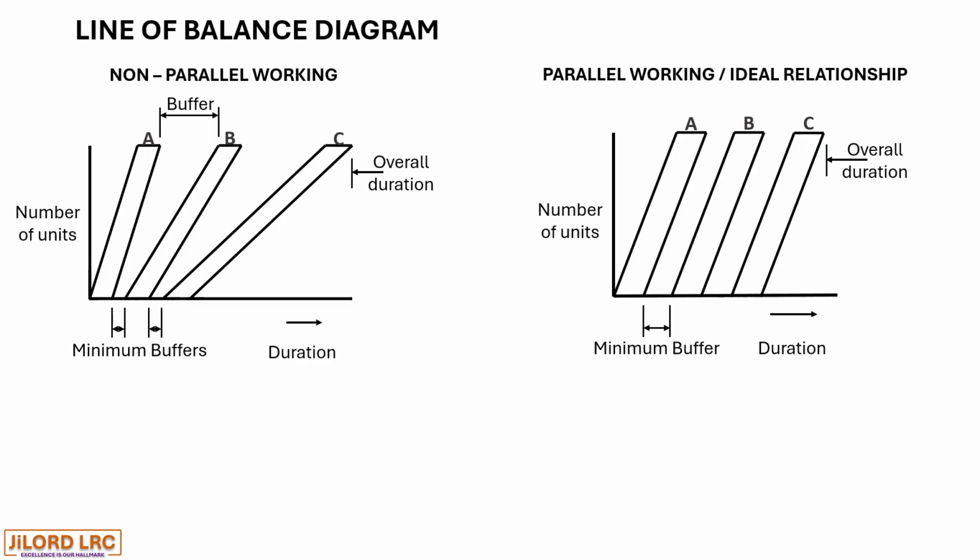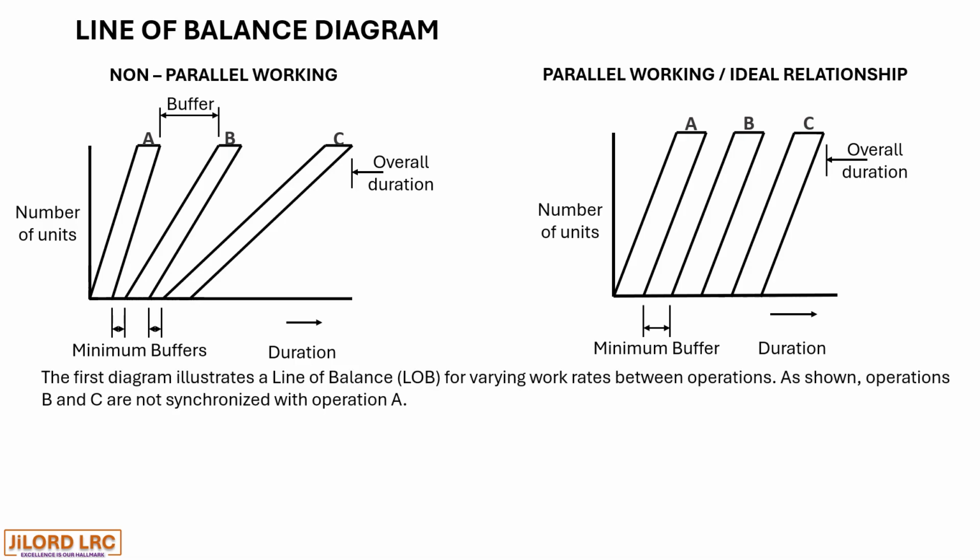But when we look at the non-parallel working, the buffers differ. And these buffers are determined based on the rate of flow of work, which we will look at when we solve some examples on the line of balance method of scheduling.